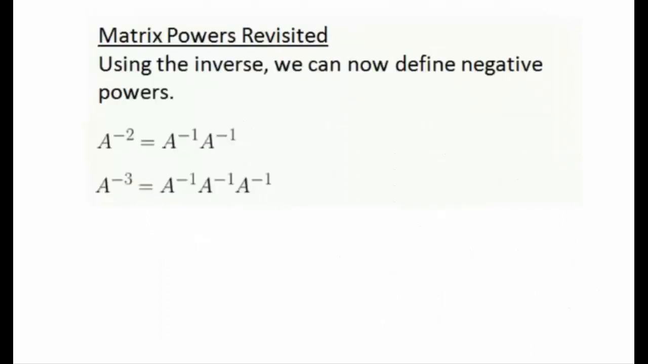And while we're on the subject of inverses, it's worthwhile to go back and revisit matrix powers, because now we can extend the idea to negative integer exponents as well. So for example, A to the minus 2 we could say is A inverse times A inverse. A to the minus 3 would be A inverse times A inverse times A inverse, and so on until we get to A to the minus k, which we could define as A inverse multiplied k times.